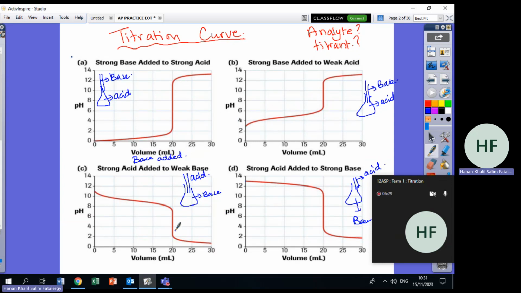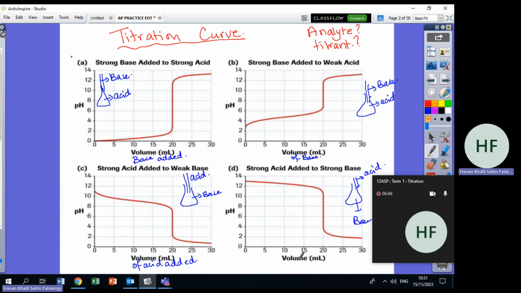Now, let's look here. Here I have the base fixed and I'm adding acid. So this volume is the volume of acid added. Similarly here I'm adding a base, so this is the volume of base.